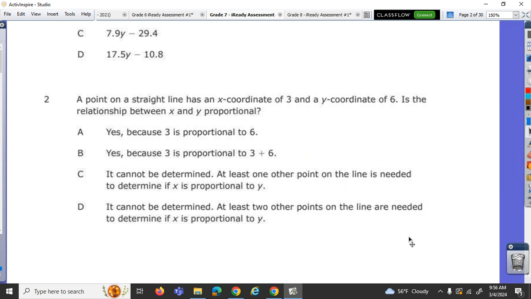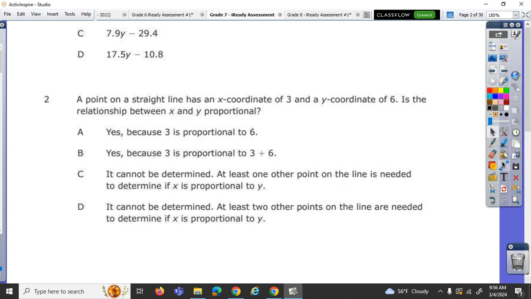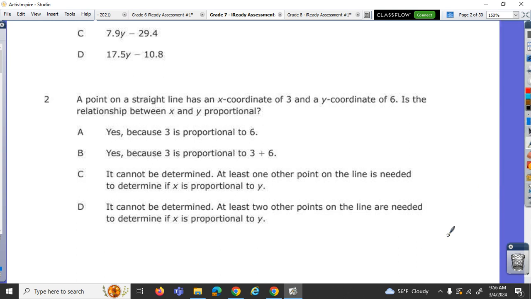Okay, number 2. A point on a straight line has an x-coordinate of 3 and a y-coordinate of 6. Is the relationship between x and y proportional? This one's a little bit of an odd question, but what we know about this relationship is just that we have 1 point, 3 and 6. Our coordinates are always x comma y, so in this case, it's 3 comma 6.